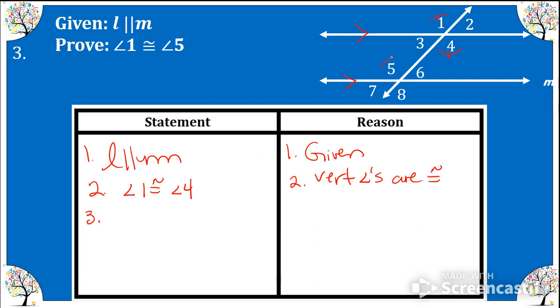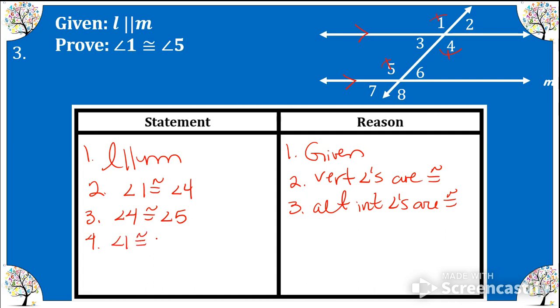And then I know angle 4 and angle 5 are congruent because we know that alternate interior angles are congruent. And so now we can apply the transitive property again. 1 is congruent to 4, 4 is congruent to 5, therefore angle 1 is indeed congruent to angle 5. So these ones are simple, and we'll get a little bit more complex.